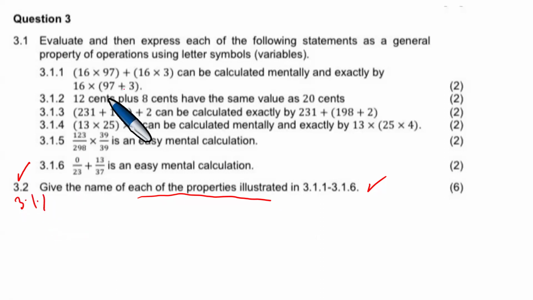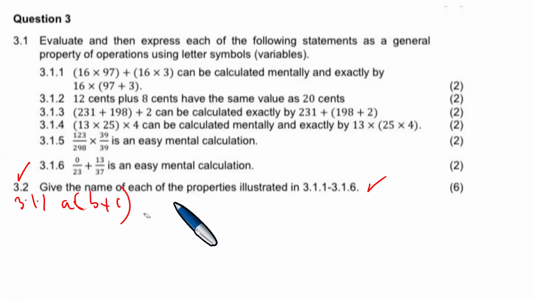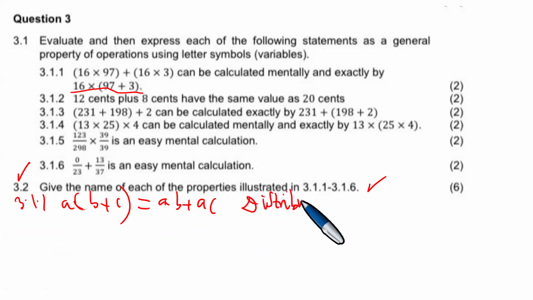So we would remember in 3.1.1, we said that the property was what? We have A, and then we have B plus C. If you have A open brackets B plus C, then it is equal to AB plus AC. So what is this? It is called the distributive property. Well done.